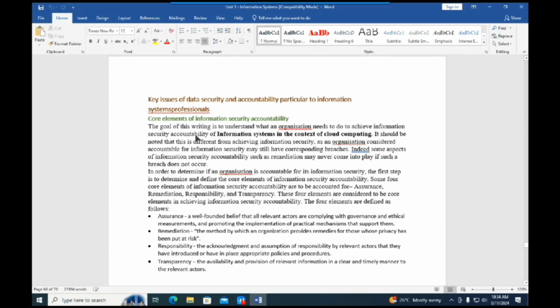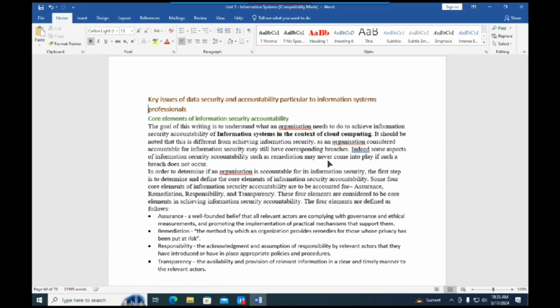I want us to look at the key issues of data security and accountability, particular to the information system professionals, the professionals in the information system area or sector. What are the key data security issues, and how are these professionals accountable? In other words, we are trying to look at what an organization needs to do in order to achieve security accountability of information systems when you look at the context of cloud computing.